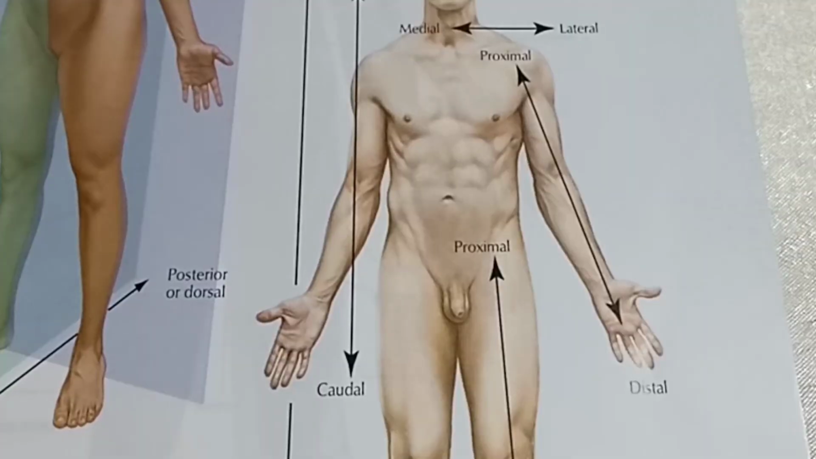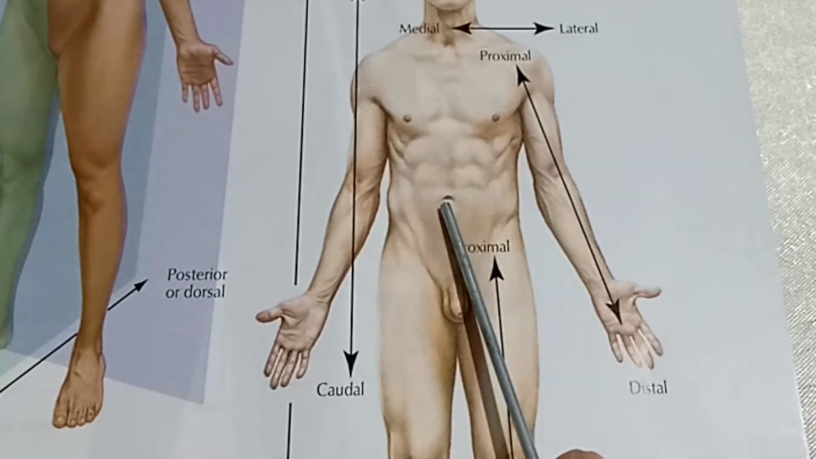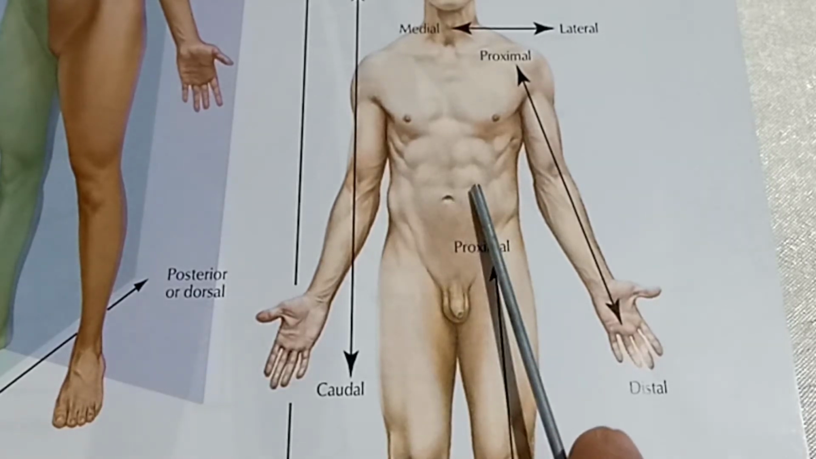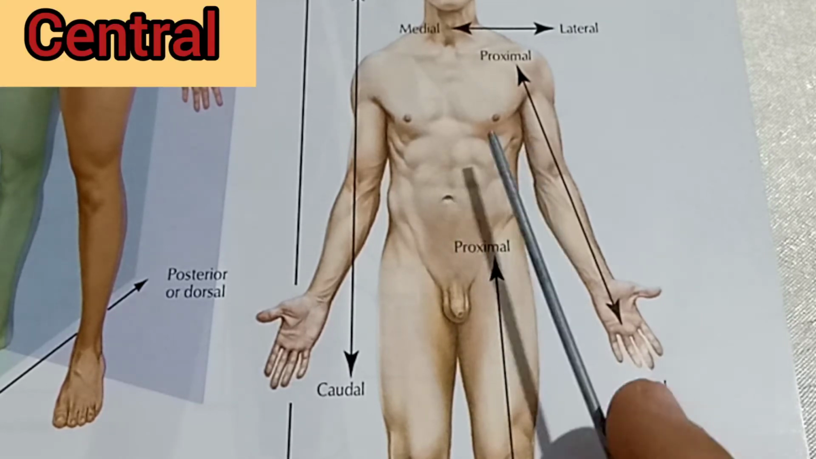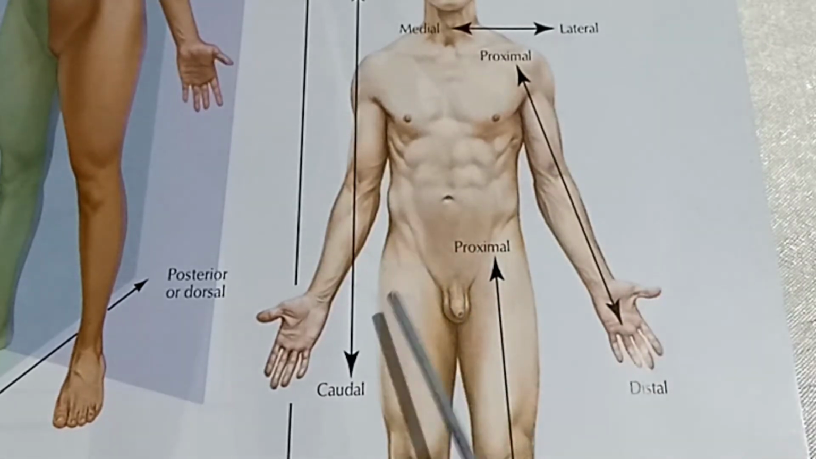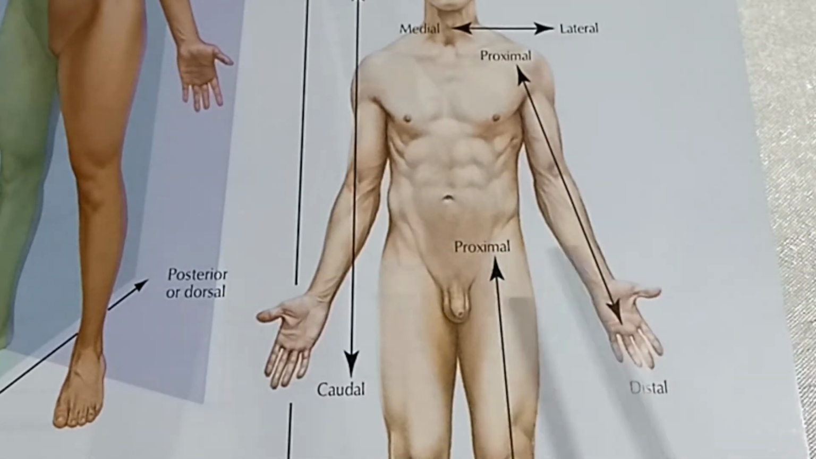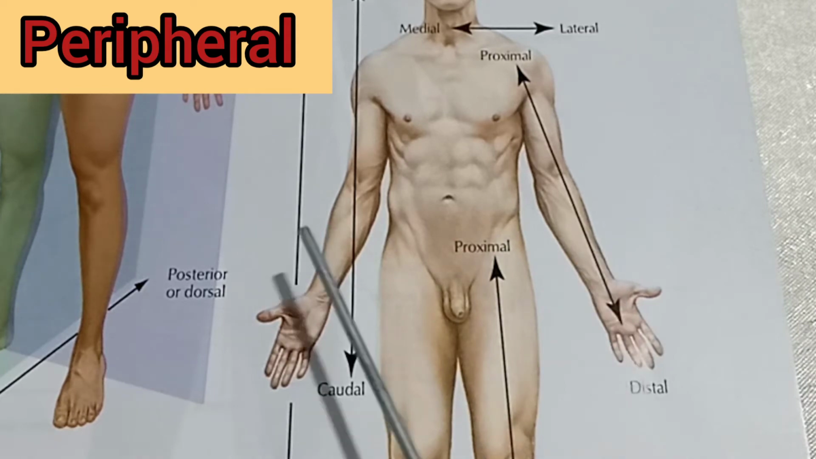The next terms are central and peripheral. For example, we have here the umbilicus at the center of the body. Any structure close to the umbilicus will be described with the word central, while the structures away from the umbilicus in any direction are described with the word peripheral.